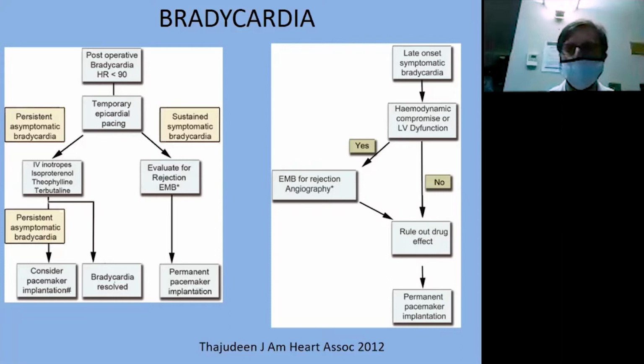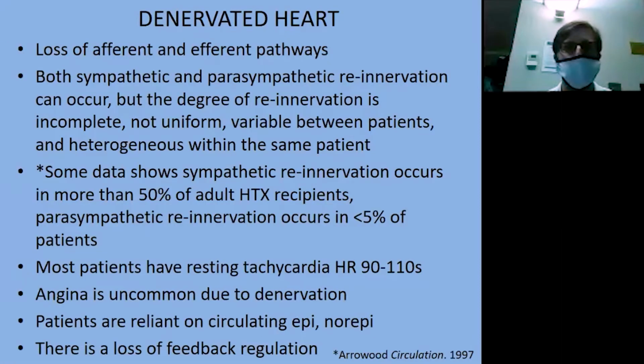So in terms of late onset bradycardia, if they have hemodynamic compromise or LV dysfunction, then you're going to assess them for rejection or for coronary allograft vasculopathy, which is new coronary disease in the donor arteries. If not, then you'll make sure there's no drug effect, and if they're still bradycardic, then you would have a low threshold to put in a permanent pacemaker.